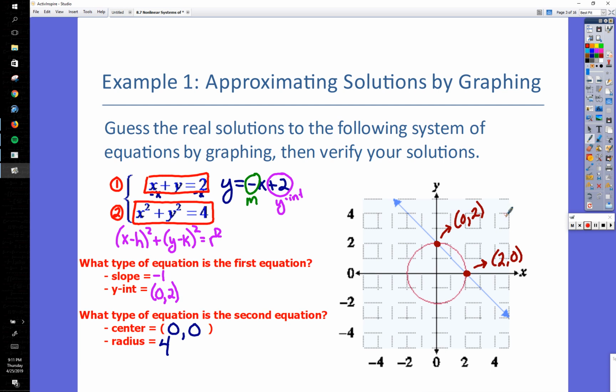So our solutions for this one, then, verify your solutions. Our solutions end up being the point (0, 2) and the point (2, 0). Those would be our two solutions for this one, and that would be a graphical approach. So let's take a look at another, a little different one this time.